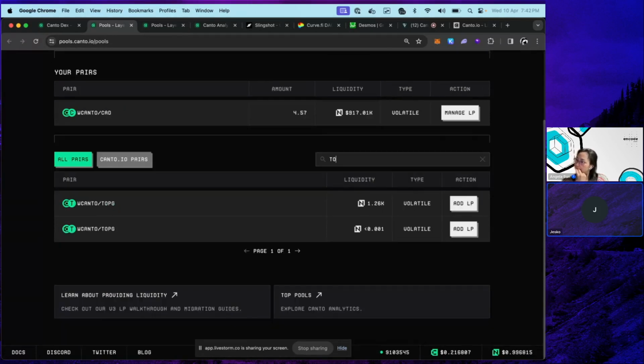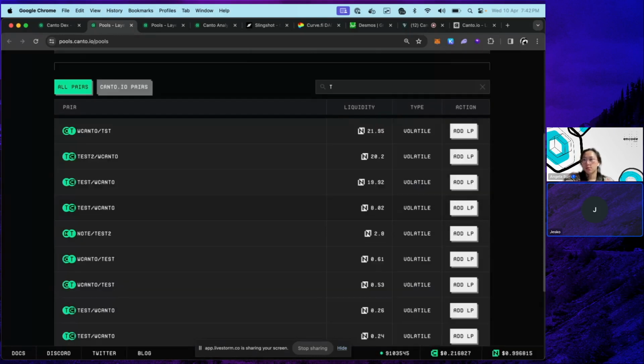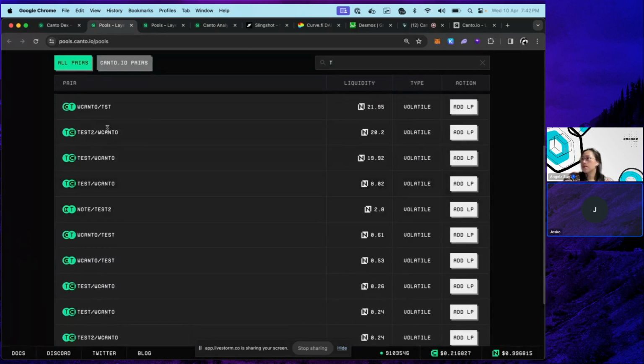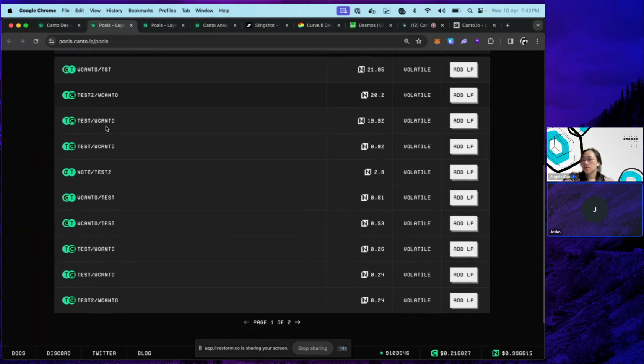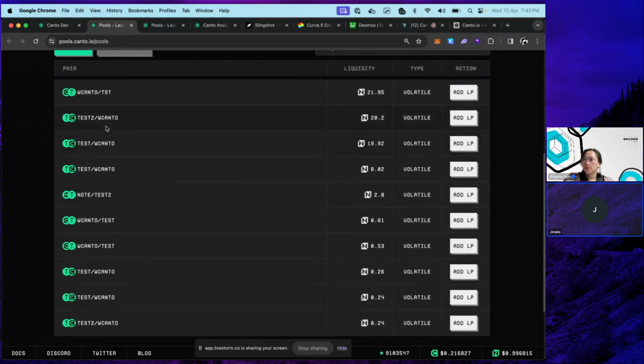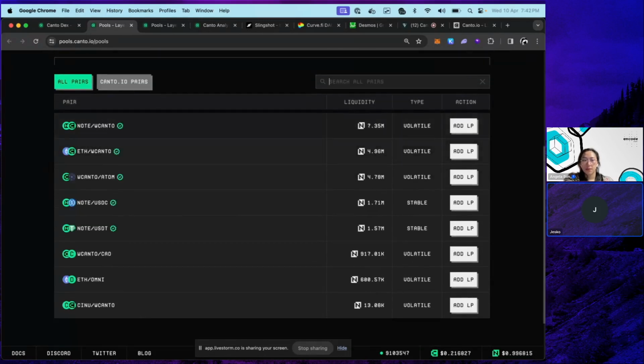Canto DEX, because it is permissionless, you can add any pools. So here in all pairs, you can see that there are some random ones as well with very little liquidity and stuff like that, right? So anyone can come in. We can see that there are a lot of tests created by random people and things like that because it's permissionless. But this interface can be used to interact with almost any pool on Canto, right?